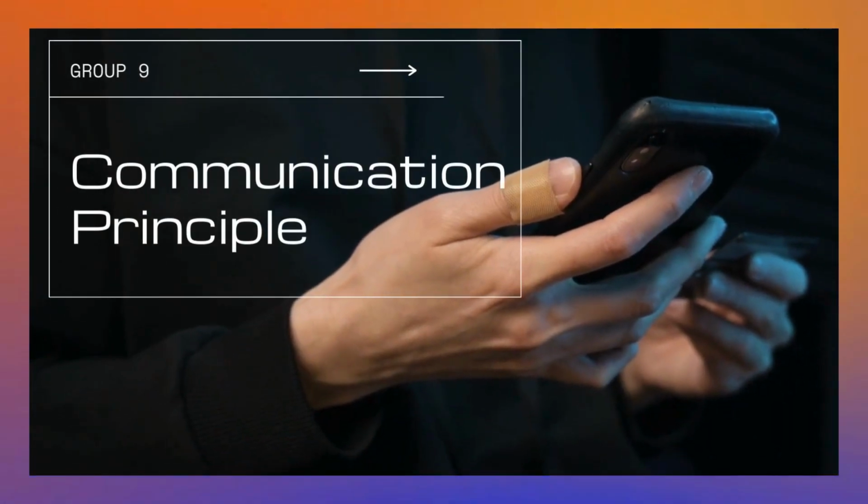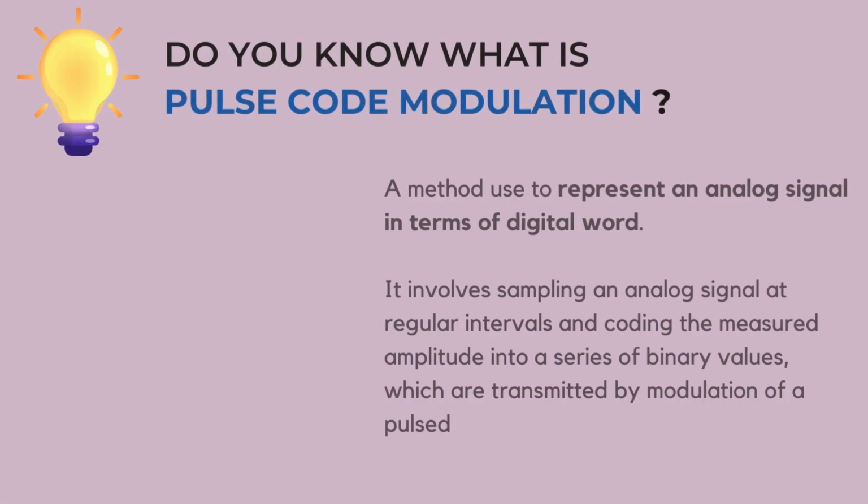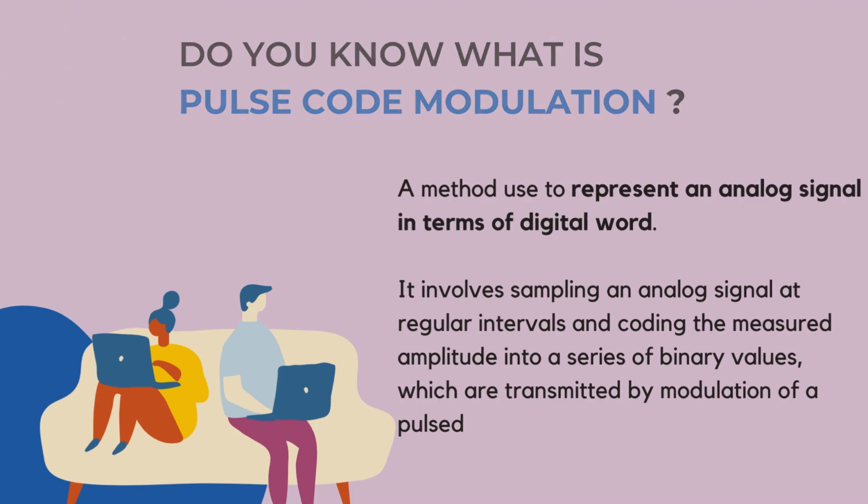This is a video of principles of communication, and we are going to focus on pulse code modulation, PCM. Do you know what is pulse code modulation? A method used to represent an analog signal in terms of digital words. It involves sampling an analog signal at regular intervals and coding the measured amplitude into a series of binary values, which are transmitted by modulation of a pulse.